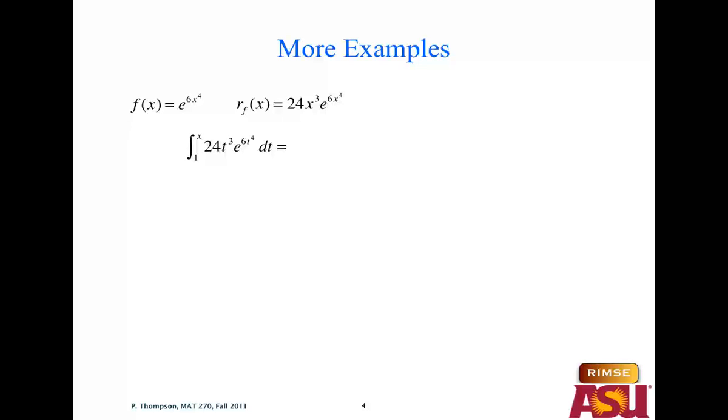Jonathan, we'll try closed form accumulation. It's e to the 6x to the 4th minus e to the 6 to the 4th. You're thinking the right thing. The last thing you said wasn't right. It's not 6 to the 4th, right? 6 times 1 to the 4th, which is just 6, right? So it's f of x minus f of 1, which is what he said. e to the 6x to the 4th minus e to the 6.